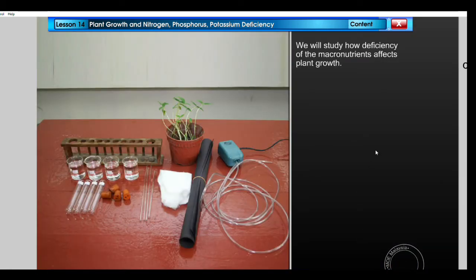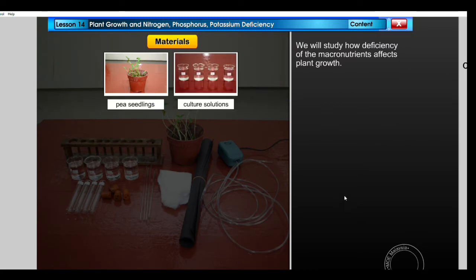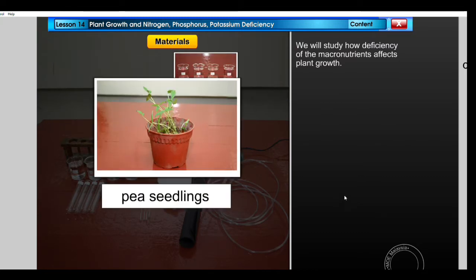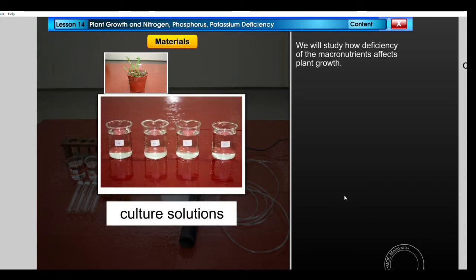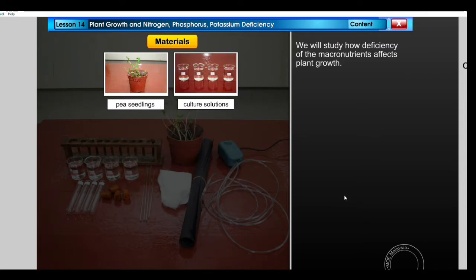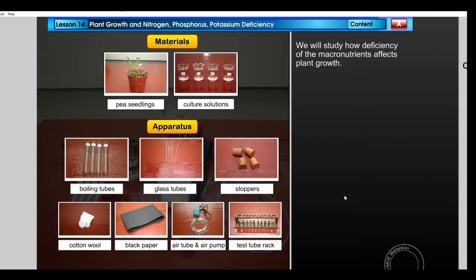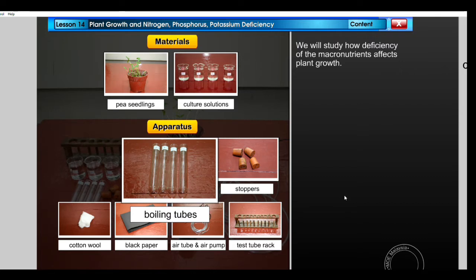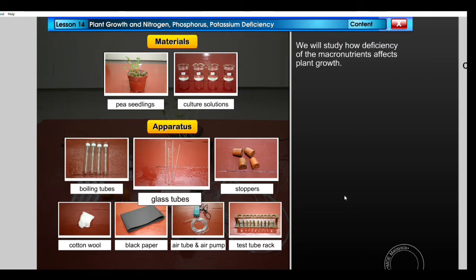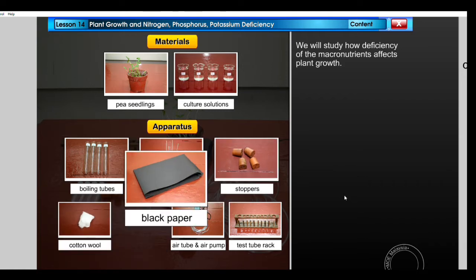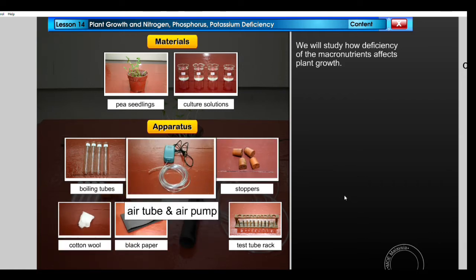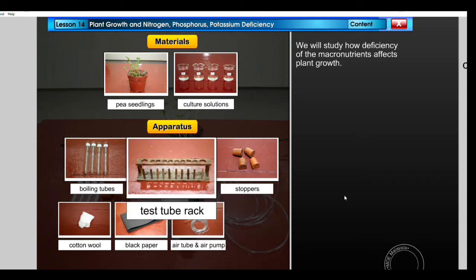We will study how deficiency of the macronutrients affects plant growth. You are given these materials for the experiment. 4 pea seedlings and 4 culture solutions. You are given the following apparatus: 4 boiling tubes, 4 glass tubes, 4 stoppers, some cotton wool, black paper, air tube and air pump, and a test tube rack.